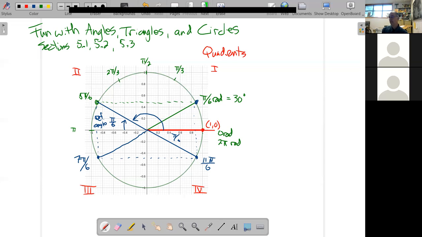Thinking about angles in radians instead of degrees is important, but we still have all that degree knowledge in our head, and that's going to be useful too as we go around. All right, let's take a look at identifying the coordinates of that point right there. So I'm going to bring this to a new screen.